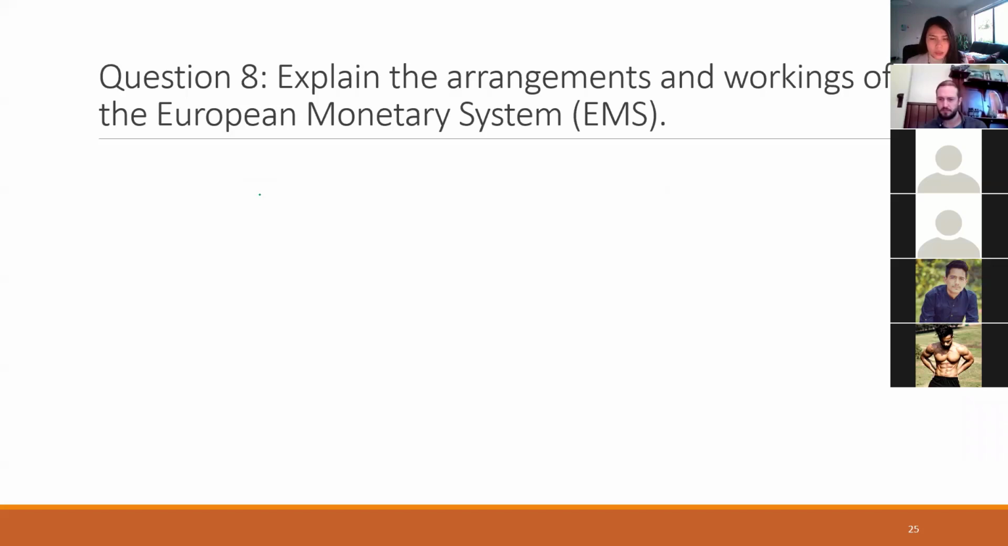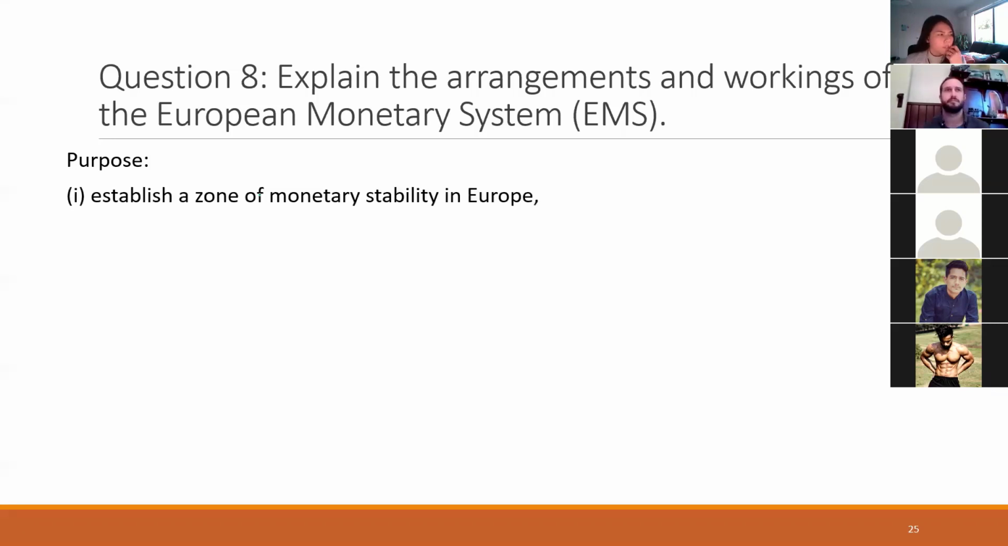Question 8, explain the arrangement and workings of the European monetary system. This is a pure theory question. So basically the European monetary system is a system before the euro currency, right? This was established in the 1970s, I think 1979.